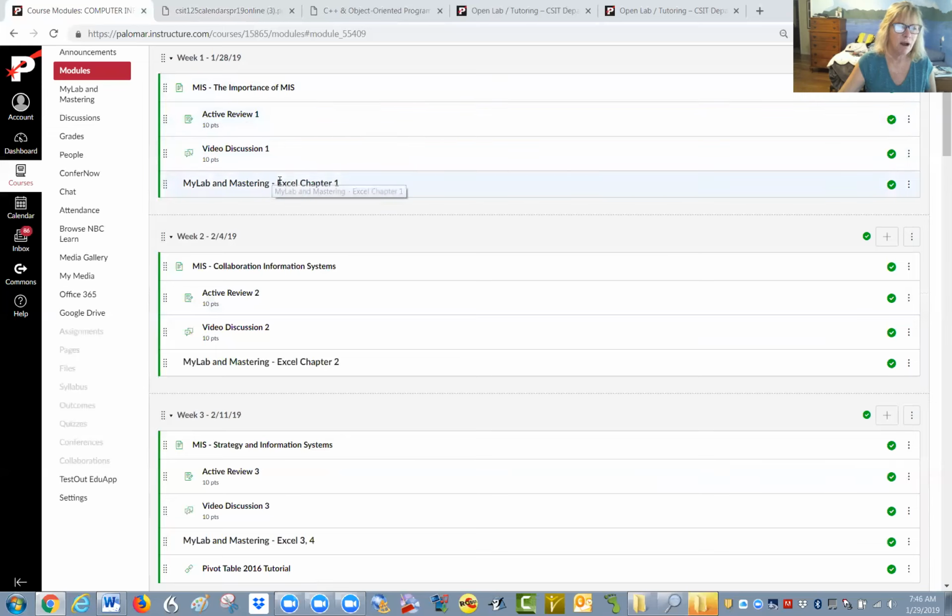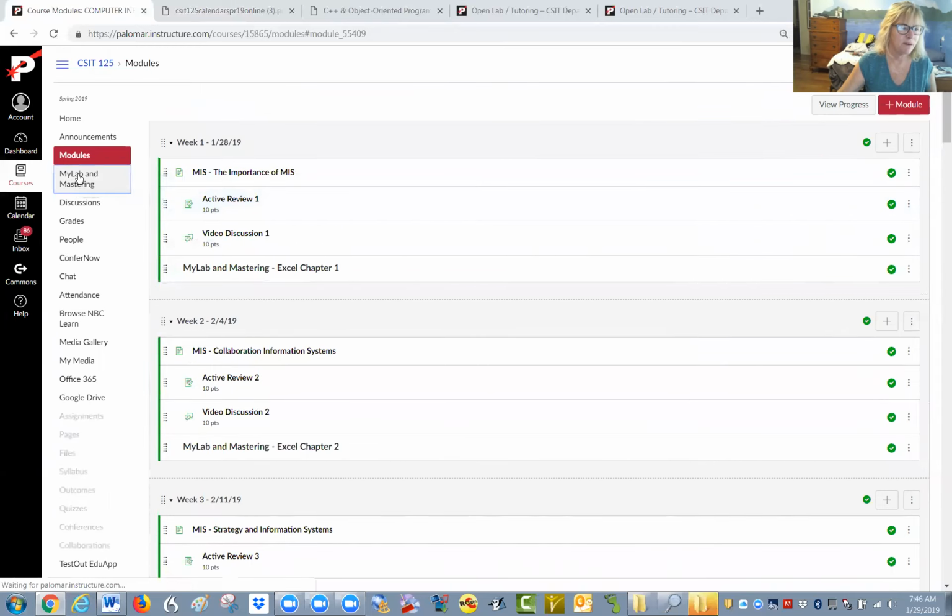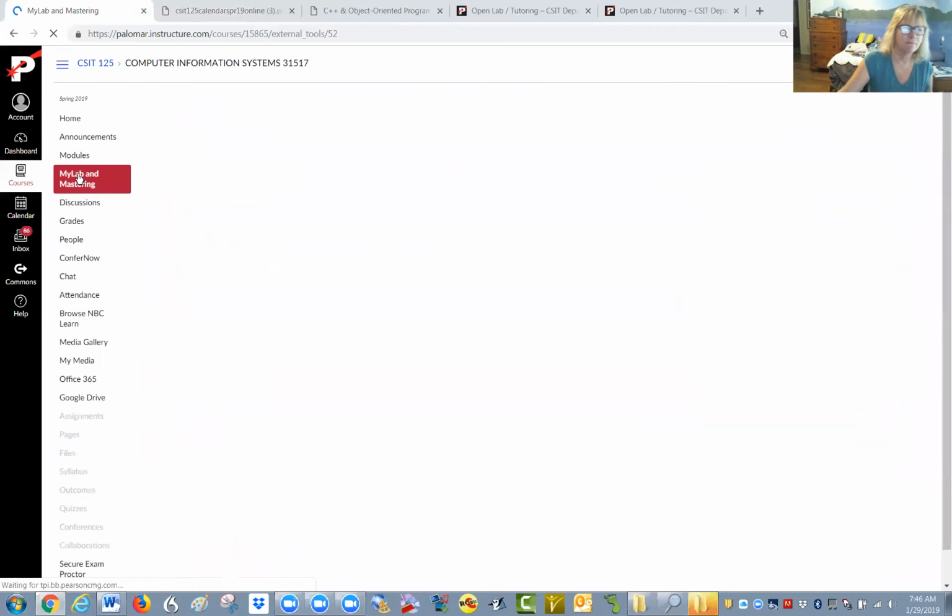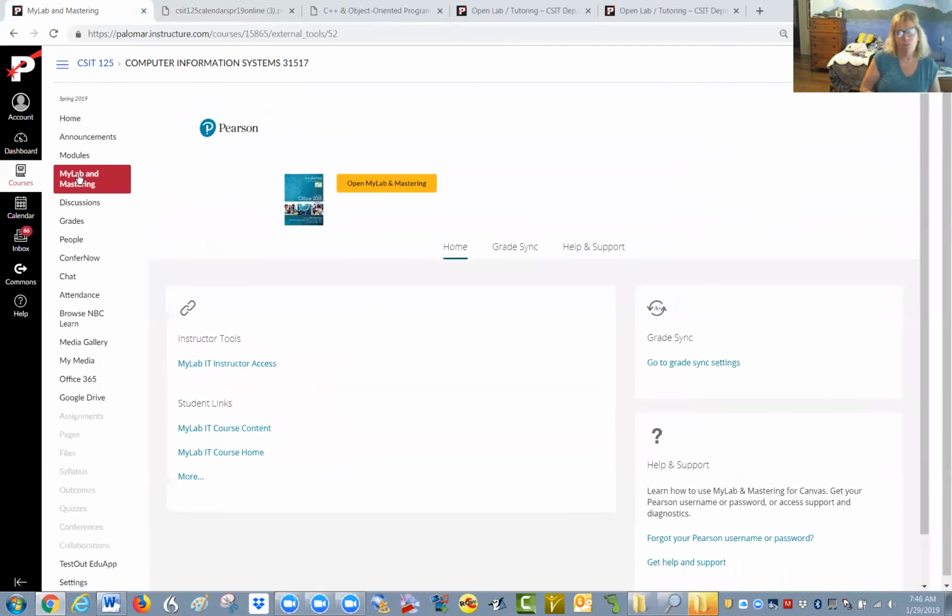And for my lab and mastering, you will find that right here. So let's go over there and look at that. Okay, so what about if you're waiting for financial aid and you don't have the ability to buy your books this week? You have 2 weeks. There is a book on reserve at the library, so you can find the first chapter there. As well, My Lab and Mastering allows a 2-week trial.